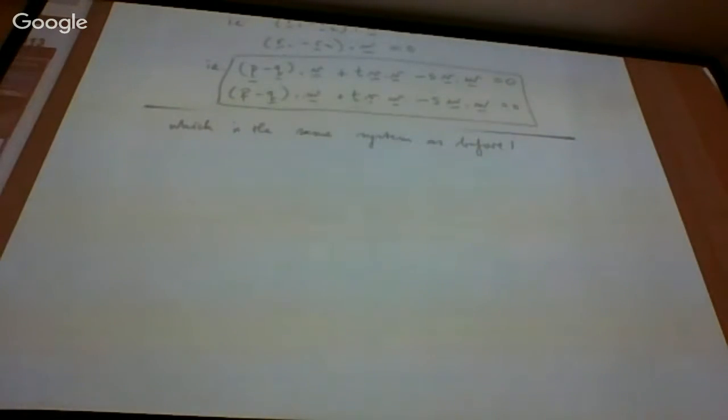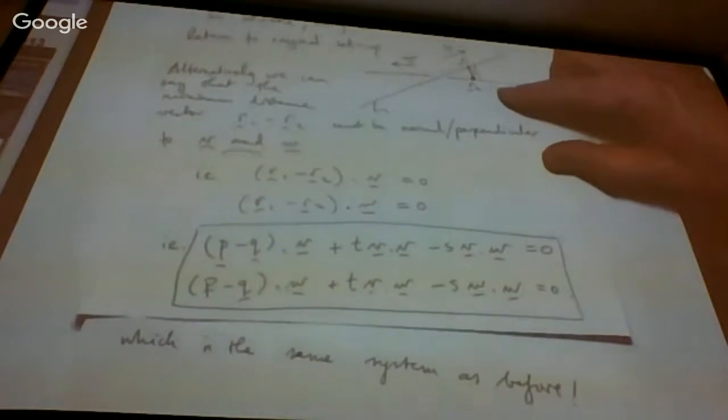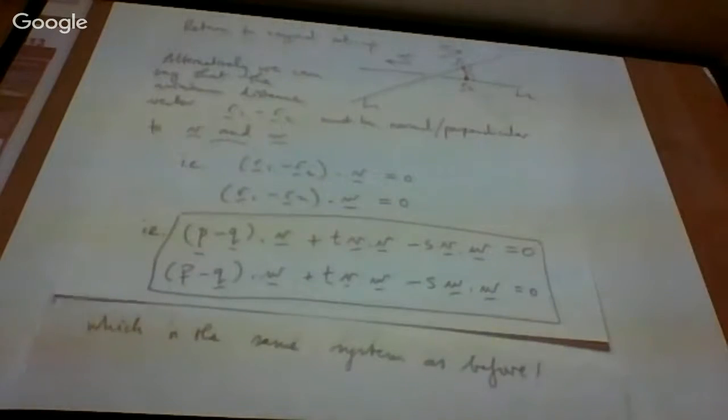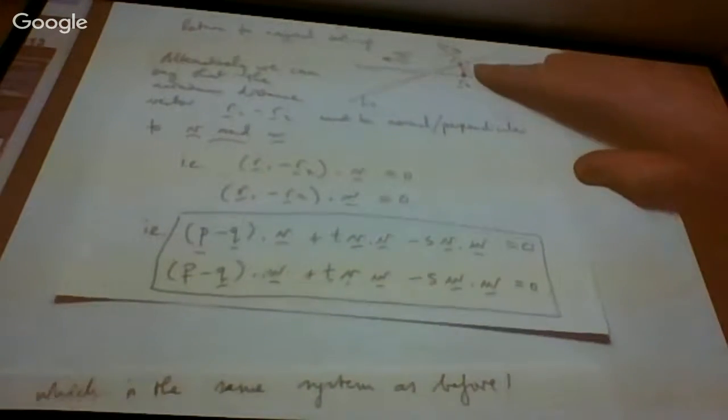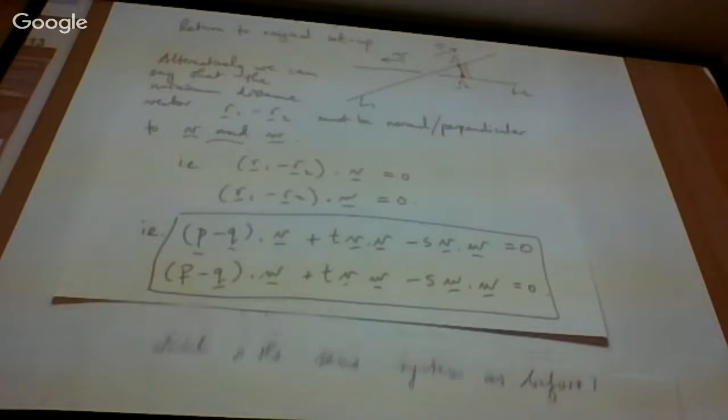So rather than going to calculus type ideas and using partial derivatives to locate the minimum, we can instead use geometric ideas, vector type ideas, by saying that this minimum distance had to be achieved along this line from L1 to L2, which was perpendicular to both L1 and L2.